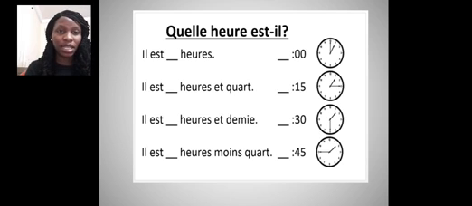Next one says il est dash heure et quart. Next, il est dash heure et demi. And the last, il est dash heure moins le quart.